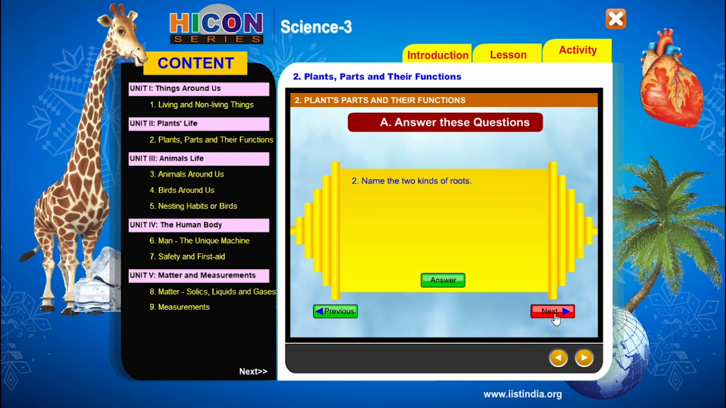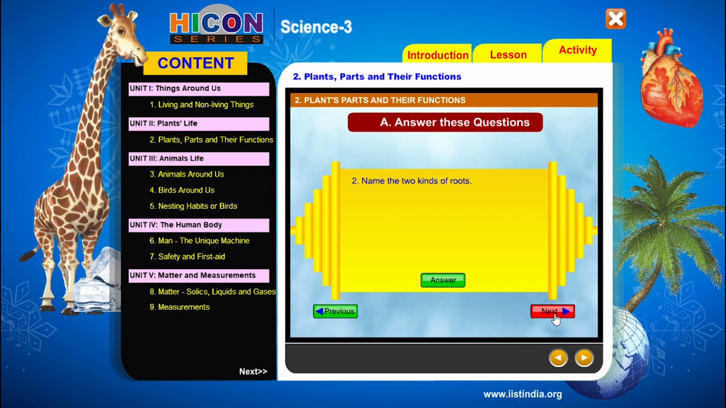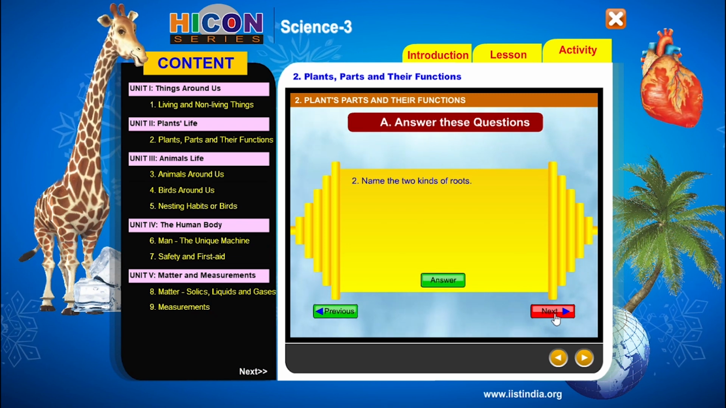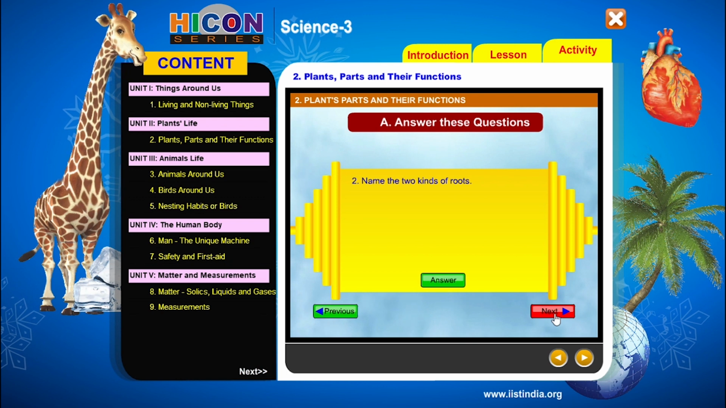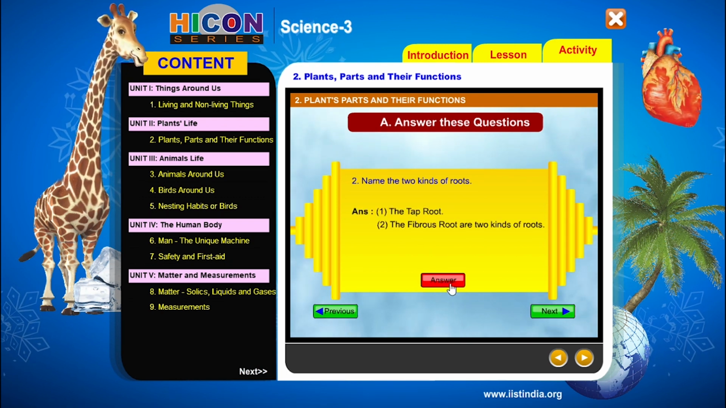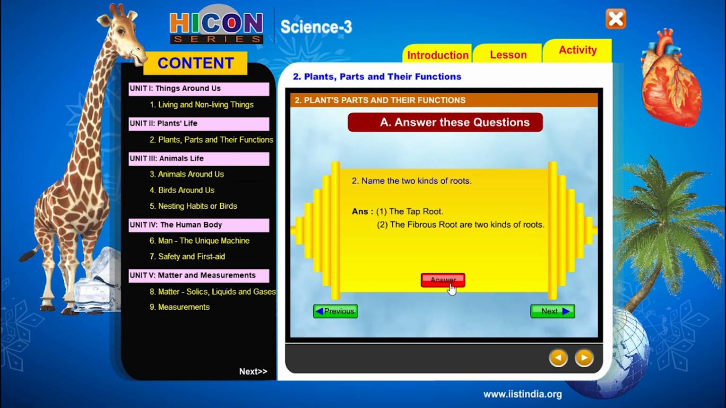The second question is, name the two kinds of roots. Children, we have all discussed in the chapter that there are two types of roots. So see the answer for this question. The answer for the second question is, children, there are two types of roots. The first one is the tap root and the second one is the fibrous roots. So these are the two kinds of roots.